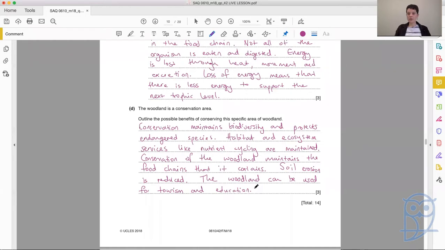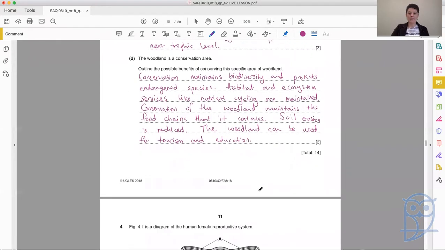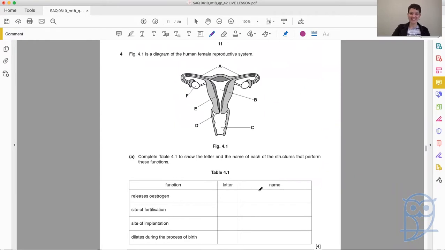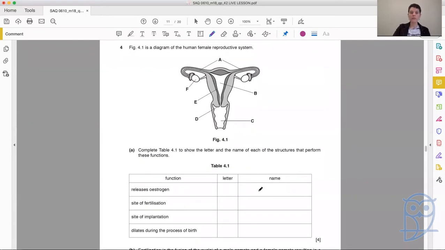So we've got a few minutes left. We're going to keep pushing on so that we can hopefully get through this paper in the next lesson. Okay, so question 4, from ecology to reproduction. Figure 4.1 is a diagram of a human female reproductive system. Complete table 4.1 to show the letter and the name of each of the structures that perform these functions. So we've got functions, letters, and names, and we've got a diagram with everything labeled.